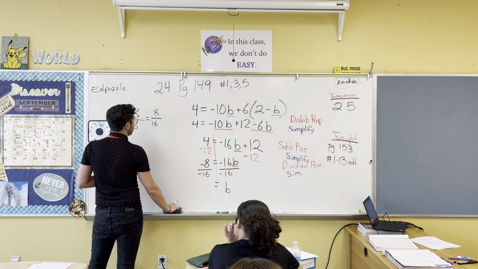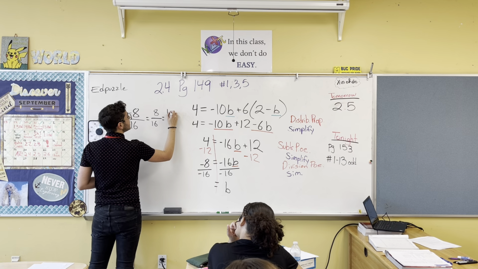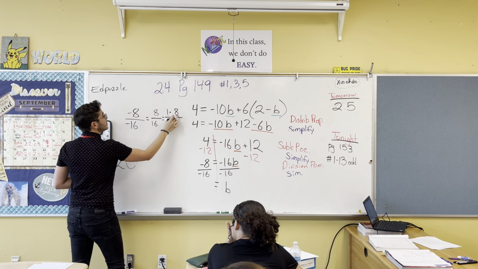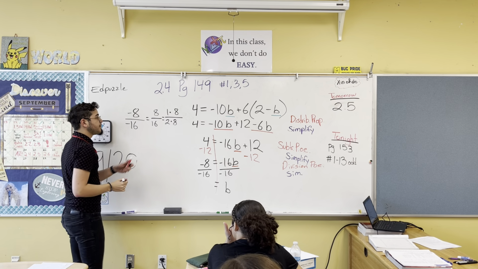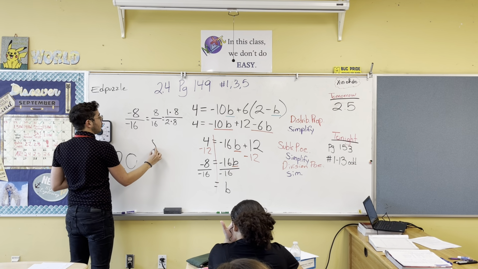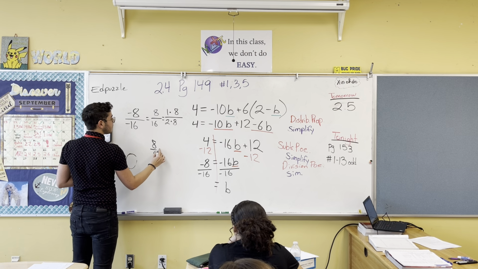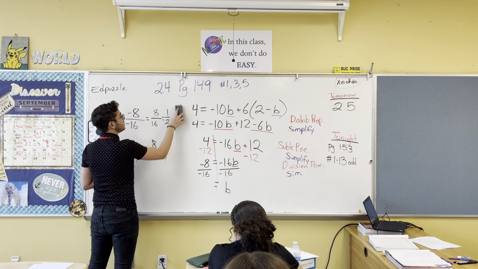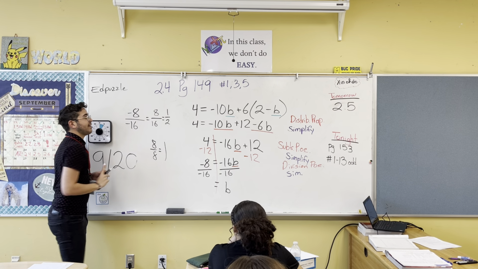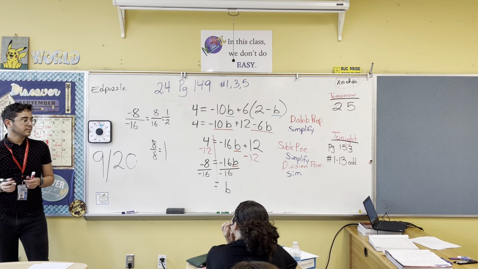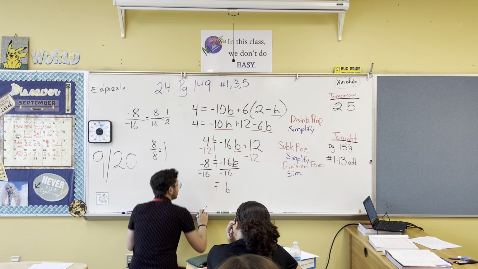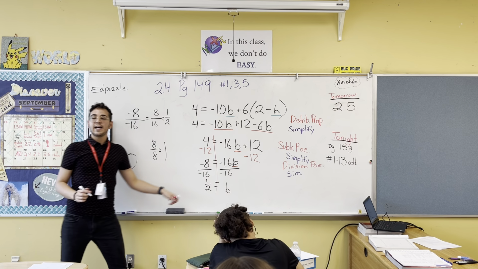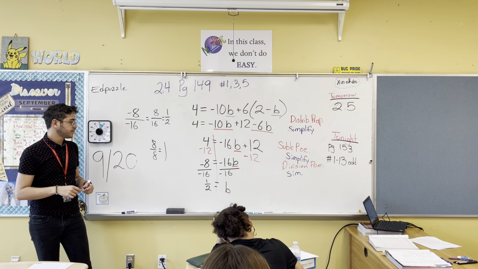And 8 over 16 is really equal to 1 times 8 over 2 times 8, right? 1 times 8 is 8, 2 times 8 is 16. And 8 over 8, is that equal to 1? Which means you can take it off. So you're left with 1/2. You can put it into a decimal, but I'm going to write it as a fraction. B is equal to 1/2 or 0.5.